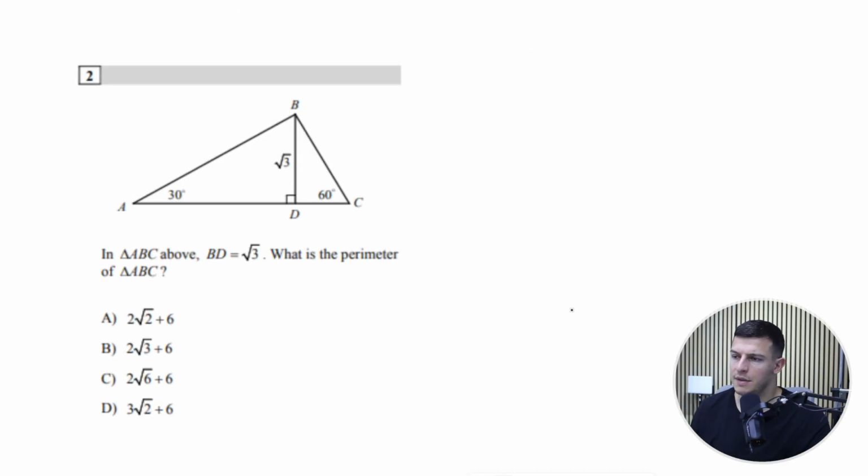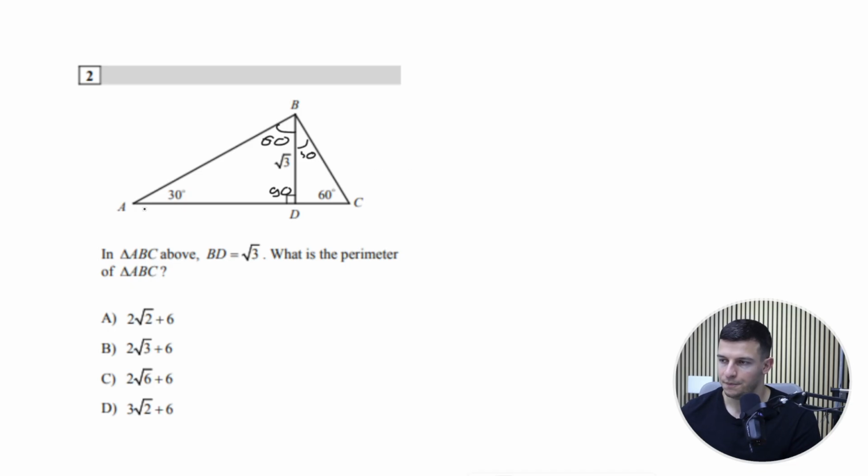In triangle ABC above, BD is equal to 3. What's the perimeter of triangle ABC? So again, before I start doing anything, I see some angles, which means I can probably find the remaining ones. If C is 60 degrees, that means this is going to be 30, right? So this one is 90. 30 plus 90 is 120, so this is going to be 60 degrees as well. So now we're going to use that 30, 60, 90 angle stuff.